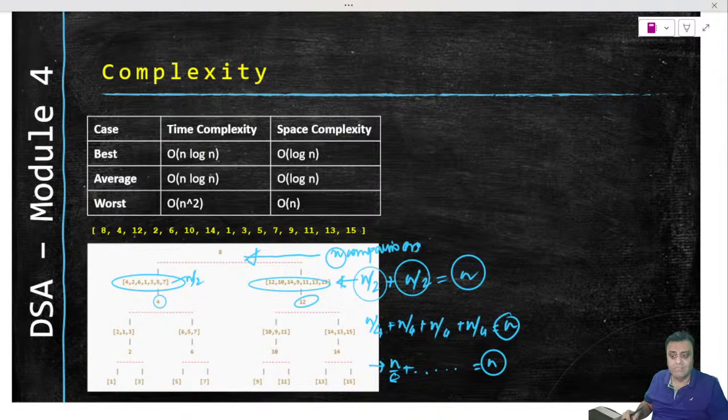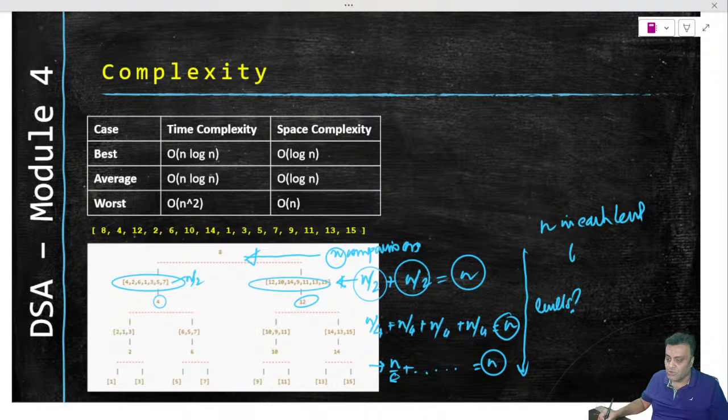How many levels do we go? So if I am doing n in each level, and then I know my number of levels, then I will do a multiplication to get my total number of comparisons, and that will be my complexity, time complexity. So how many levels, how do I know?